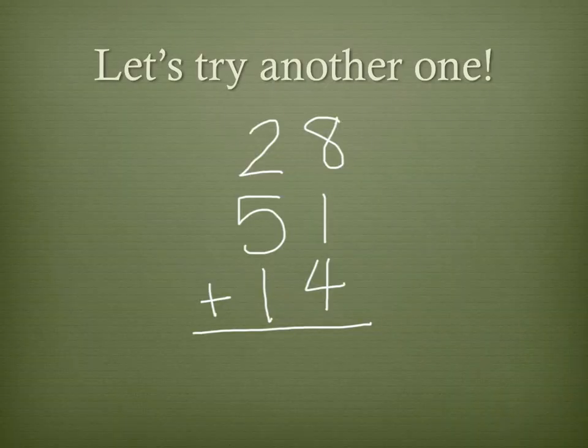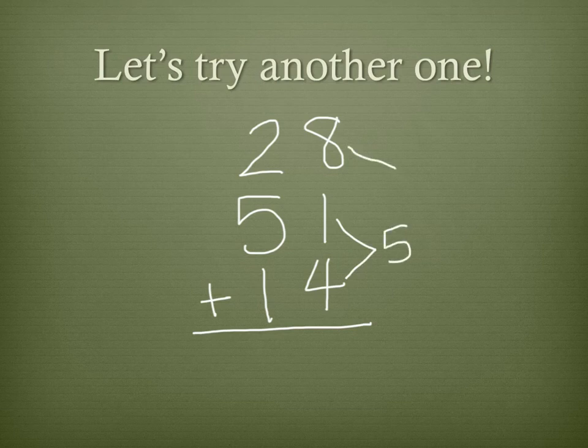If you want to get out your whiteboards, you can try this one with me. Ready? Let's look at the ones column. So I see on my ones column I have an 8, a 1, and a 4. I think I'm going to add my 1 and 4 first because that looks pretty easy. So I'm going to add 1 and 4, and I know that that is 5.